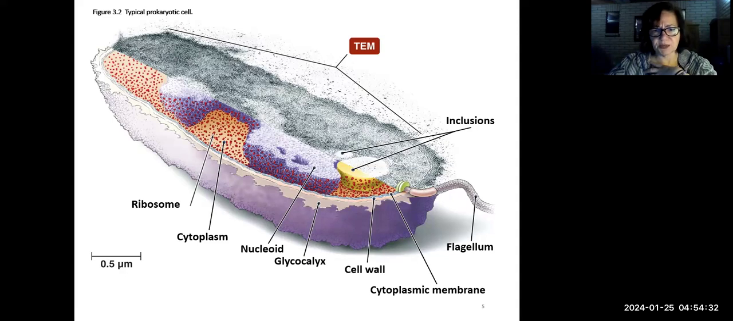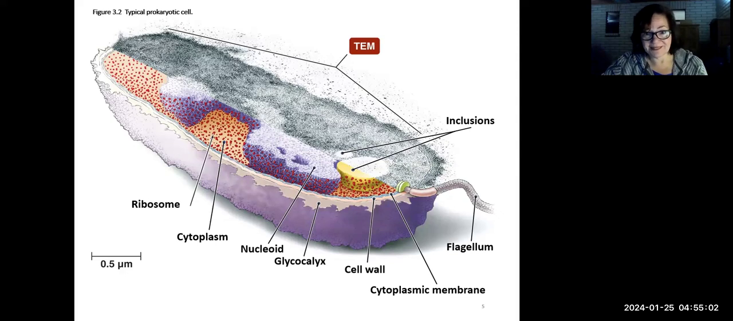Some of the structures that we can see: cytoplasm, all of these cells have cytoplasm. That's the fluid inside the cell, and the materials are suspended in this fluid. There is a cell membrane, a cytoplasmic membrane. That means the same thing. And outside of that, the prokaryotes have something called a cell wall. We will go into detail of what that structure is.